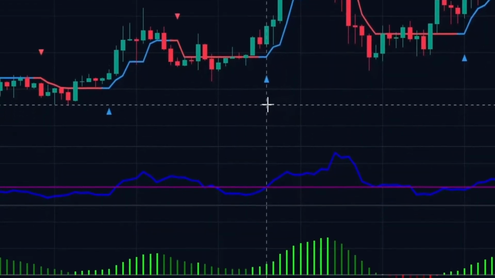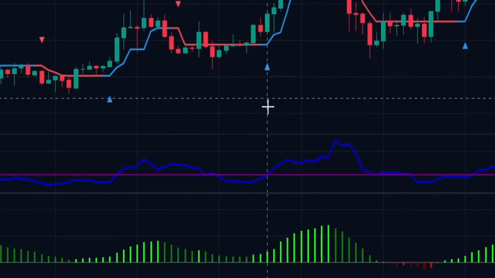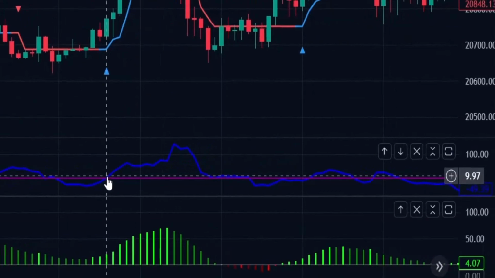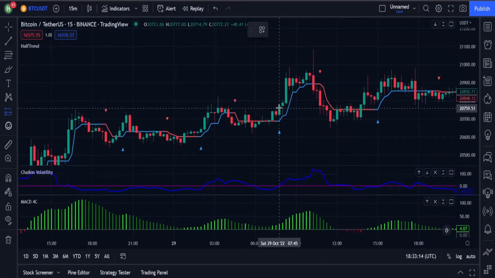Number 2, we want the MACD indicator to be colored in green. And for the third and final confirmation, we need to have sufficient volatility in the market. And for that, the Chaikin volatility indicator has to be sitting above 0. Once we have all these conditions fulfilled, we can enter a buy trade. So we'll enter this trade here.